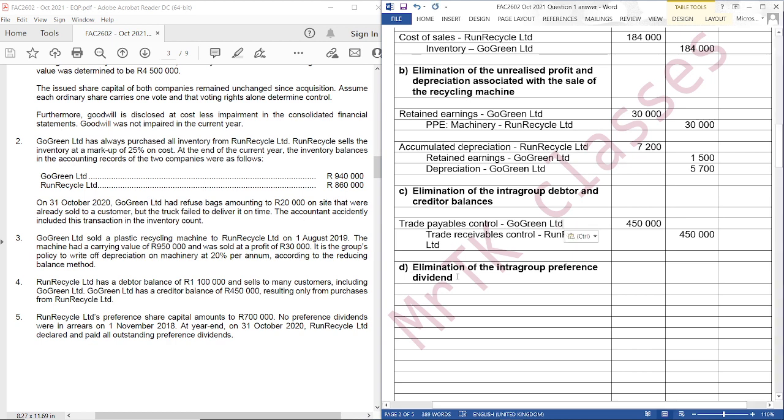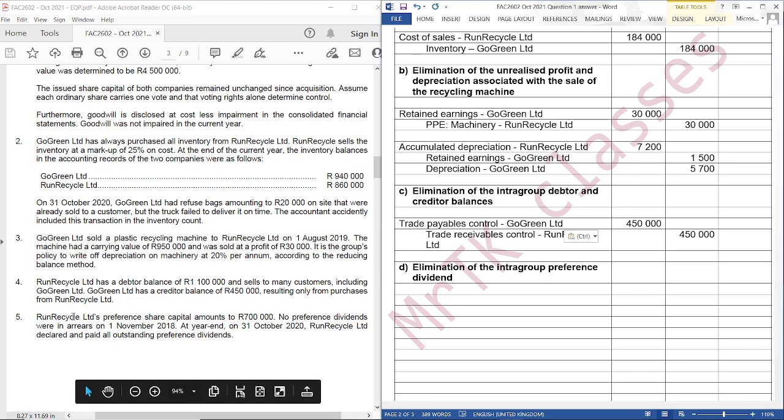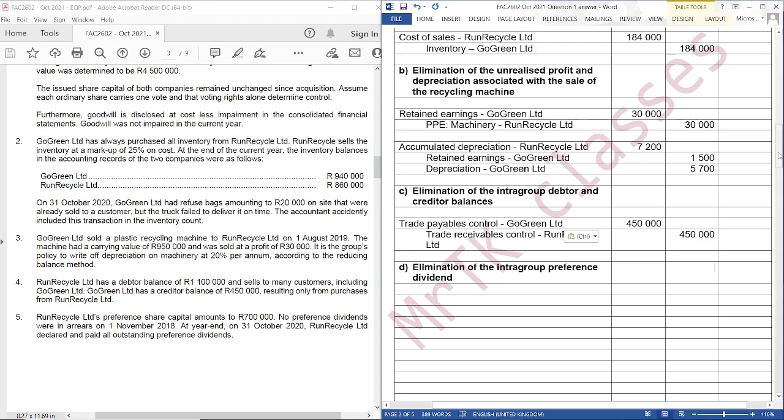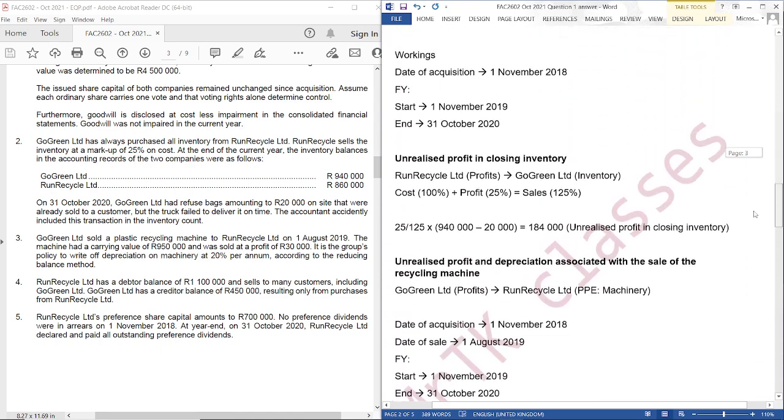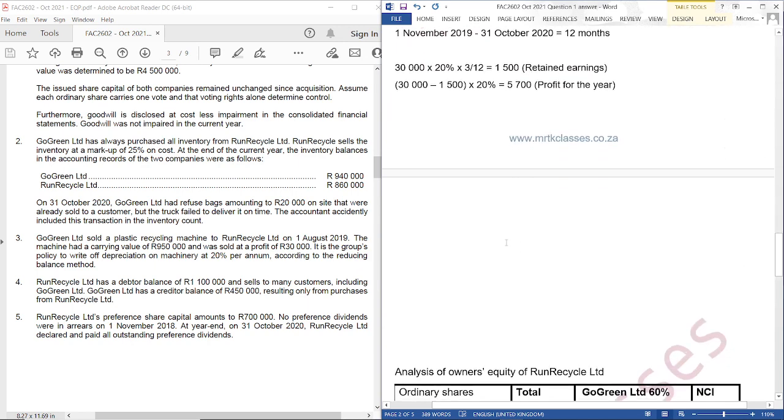Then we move on to D. Run Recycle Limited's preference share capital amounts to 700,000, which means we are going to calculate our preference dividend on this amount, right? No preference dividends were in arrears on 1 November 2018. Okay, let's scroll down. Okay, let's address our preference dividends here. Preference dividends.